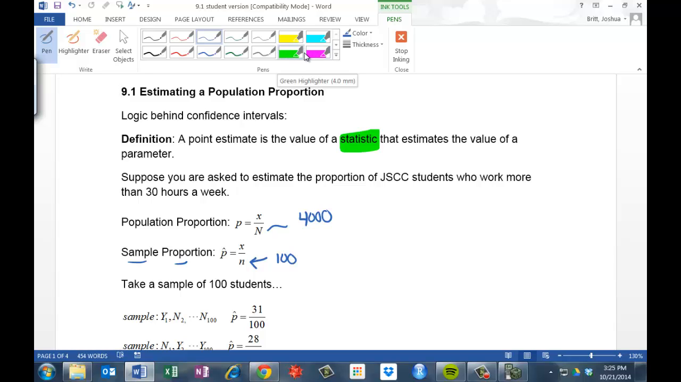So this value here estimates the true value. We'll do it in yellow. And as you learned at the beginning of class, this is called a parameter and this is called a statistic.